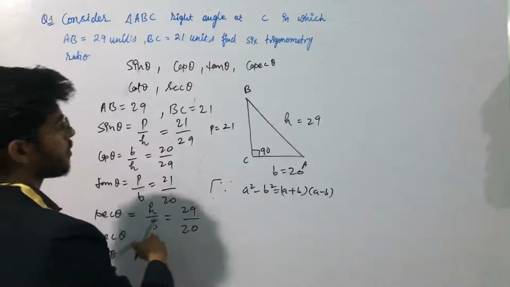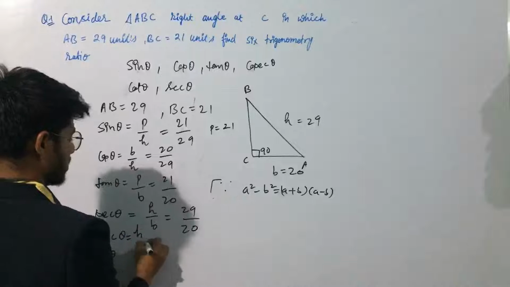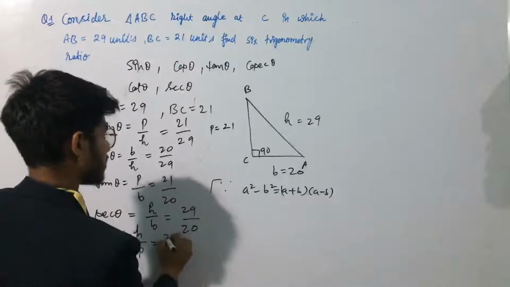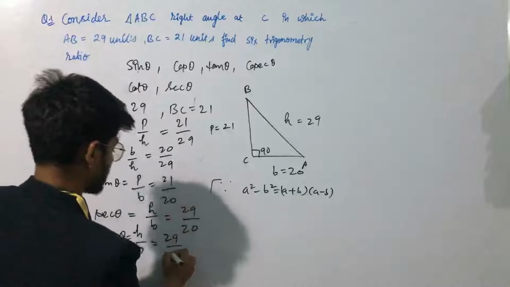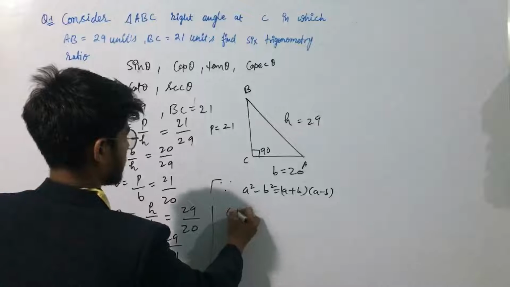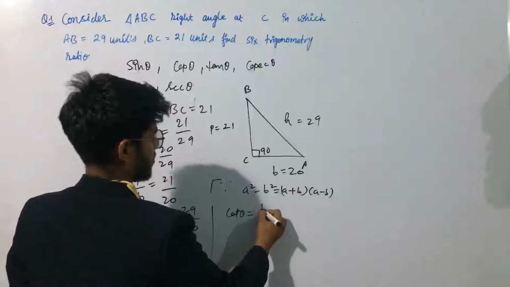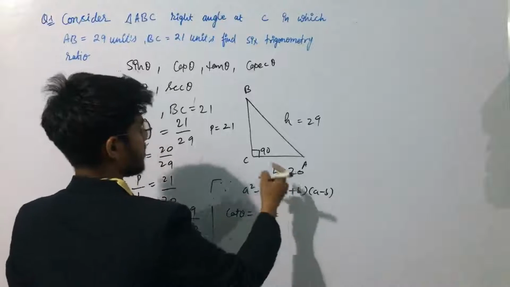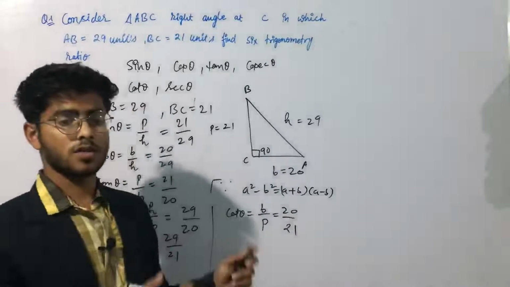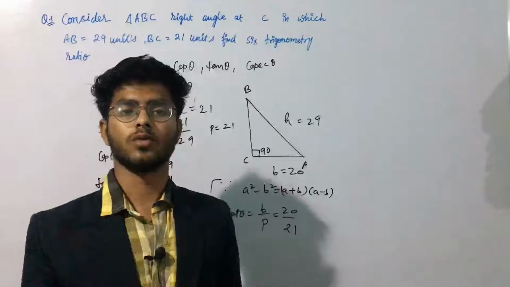Cosec theta is equal to hypotenuse upon perpendicular. Hypotenuse is 29, perpendicular is 21. Cot theta is equal to base upon perpendicular. Base is 20, perpendicular is 21. So this is the answer, all the trigonometric ratios.